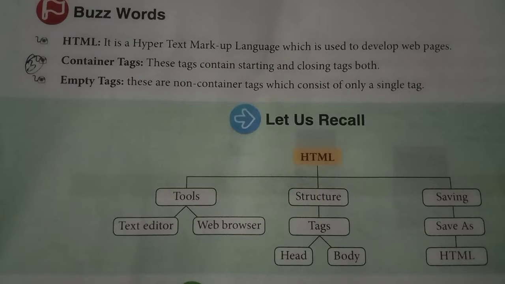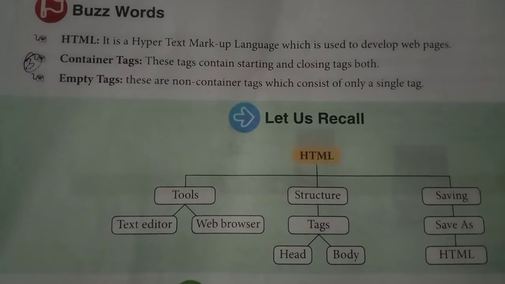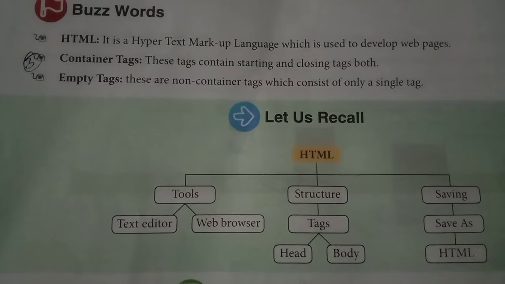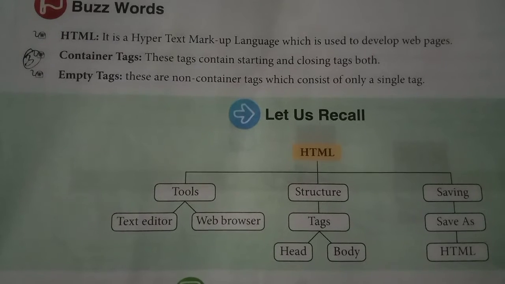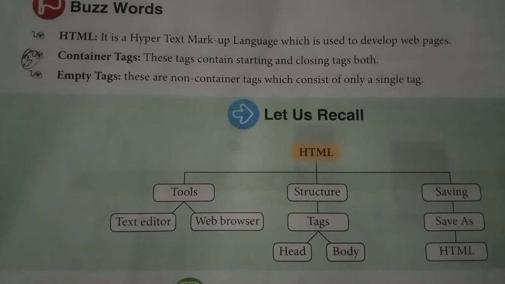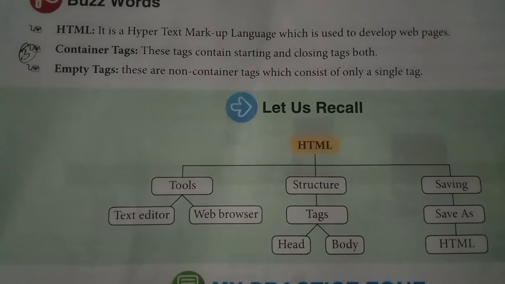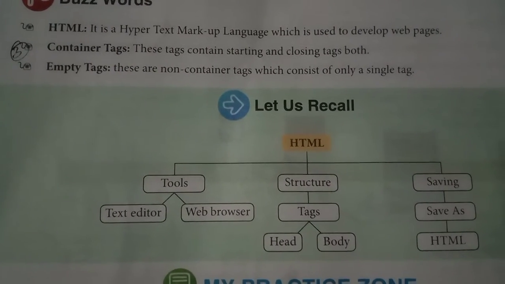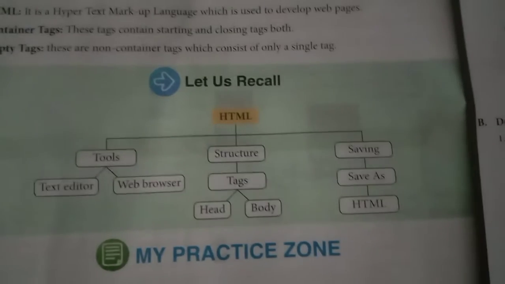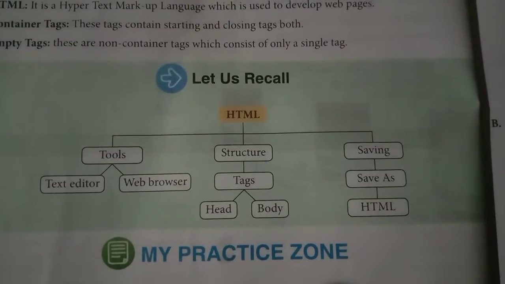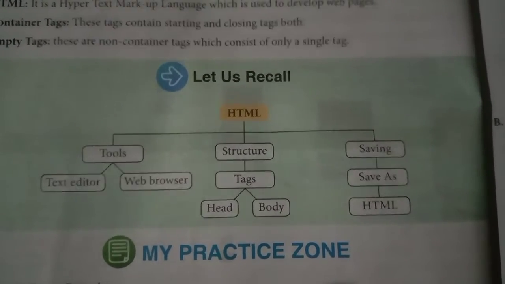Container tags. What are container tags? These tags contain starting and closing tag both. And just the opposite, empty tags. These are non-container tags which consist of only a single tag. They have an opening tag only, don't have a closing tag.